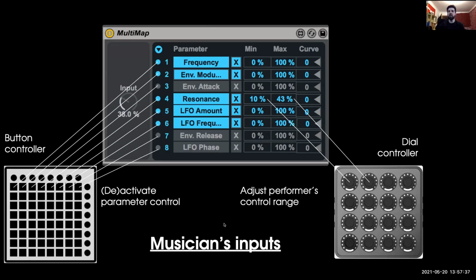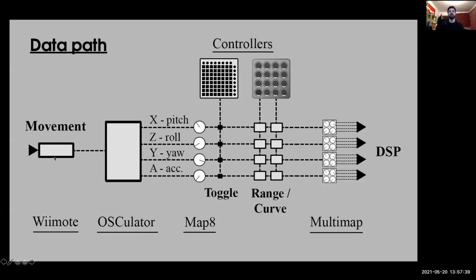And to look at it more graphically, the pathway will be like this. Data will be captured, go to Oscillator for translation, and then the 4 different tracks in this way of movement will go into the system, and my controllers will then allow these to go through, or mute them, or change the range by which they can change those parameters. And I'll show you this on a video.